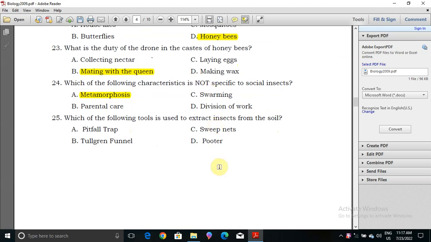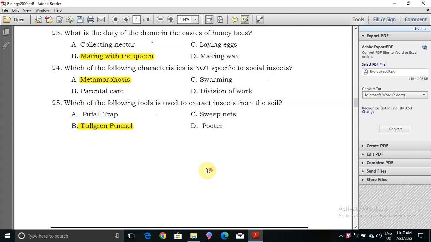Okay, now question number 25. Which of the following tools is used to extract insects from the soil? Here we have a pitfall trap, Tullgren funnel, sweep net, or pooter. So the correct answer to extract insects from the soil will be the Tullgren funnel. Also, it's written in the textbook of grade 7.